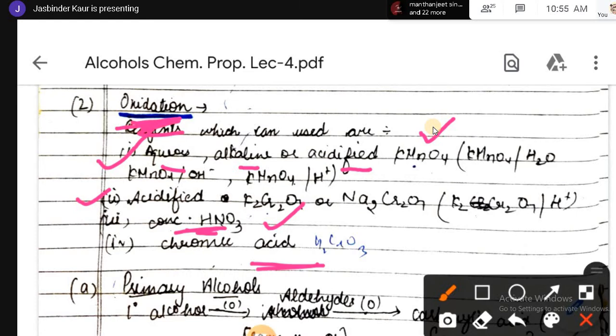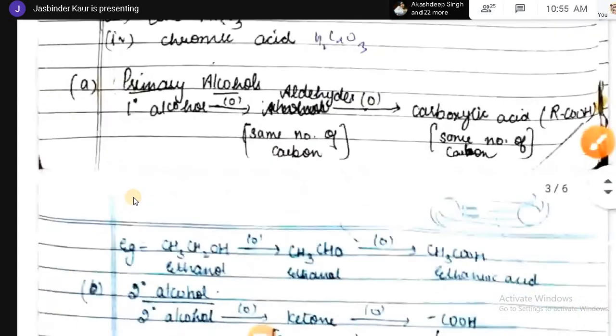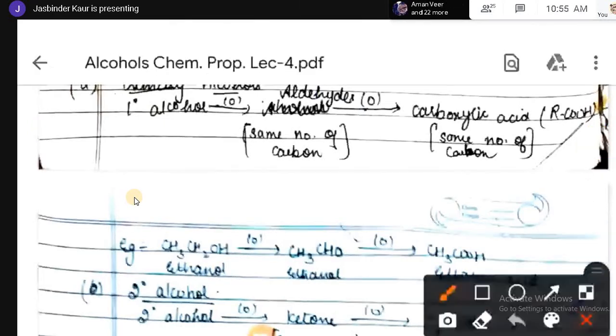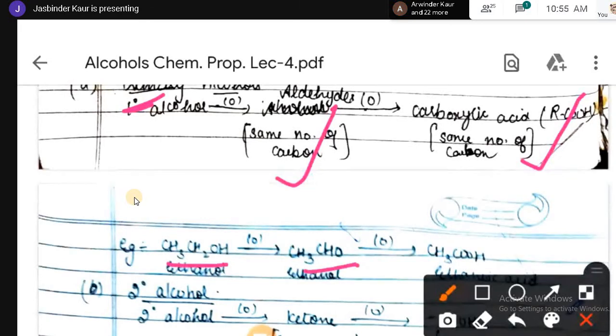And the oxidation also depends upon the type of alcohol. If the alcohol is primary, then we get first aldehydes and then carboxylic acids. But the aldehydes and carboxylic acids will have the same number of carbon atoms as present in the primary alcohol. Example, if it is CH3CH2OH, this upon oxidation will give CH3CHO, an aldehyde with the same number of carbon atoms, and further oxidation gives CH3COOH, a carboxylic acid.